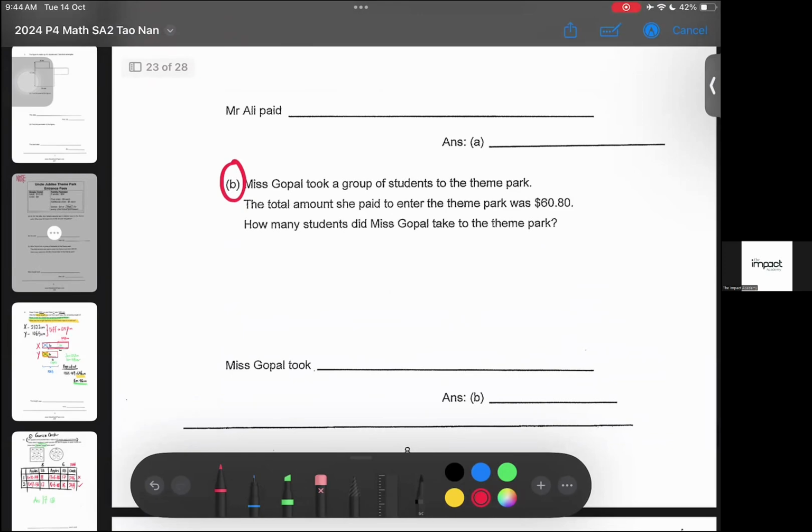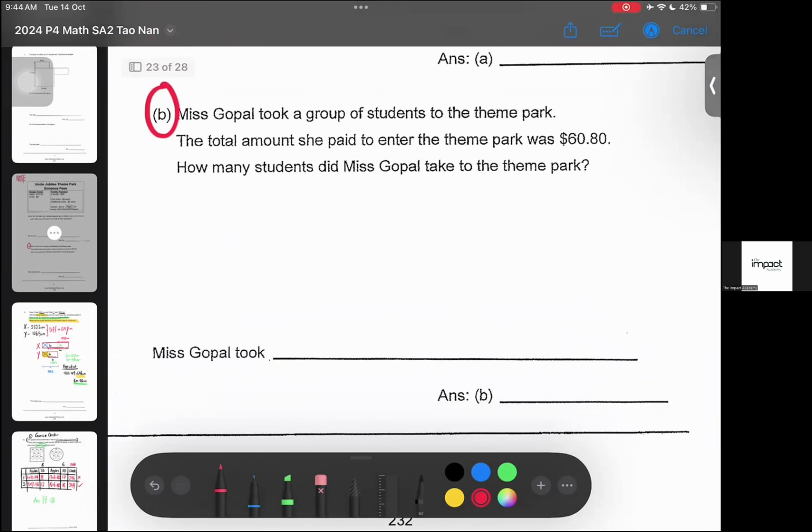I want to go through the Miss Gopa question. Miss Gopa took a group of students to the theme park. The total amount she paid to enter the theme park was $60.80. And she brought a group of students. So we're going to start from $60.80 as my total first.